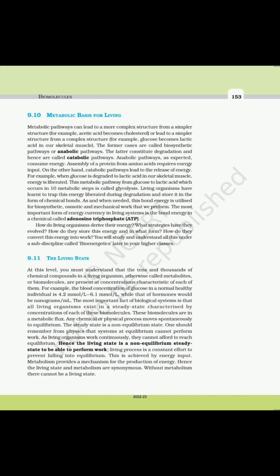9.11 The living state. At this level, you must understand that the tens of thousands of chemical compounds in a living organism, otherwise called metabolites or biomolecules, are present at concentrations characteristic of each of them. For example, the blood concentration of glucose in a normal healthy individual is 4.2 to 6.1 millimoles per liter, while that of hormones would be nanograms per milliliter. The most important fact of biological systems is that all living organisms exist in a steady state characterized by concentrations of each of these biomolecules.